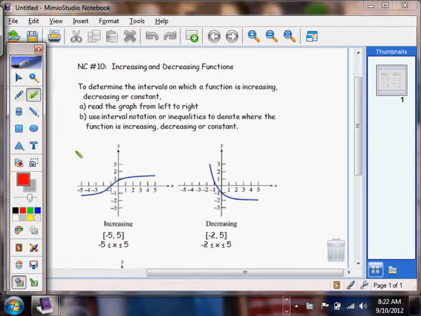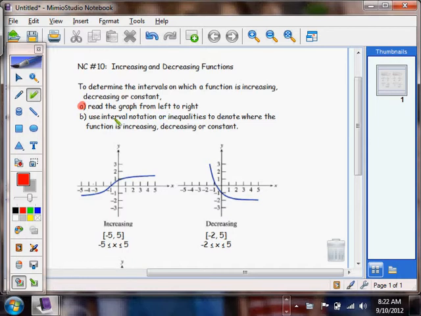It says to determine the intervals on which a function is increasing, decreasing, or constant. A, read the graph from left to right. B, use interval notation or inequalities. I have both here for you on these examples, but on quizzes and tests, we're going to stick with interval notation.